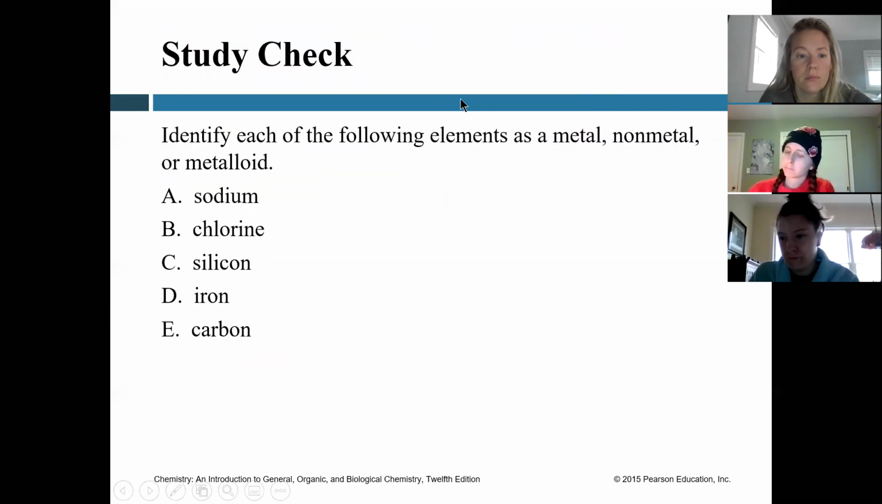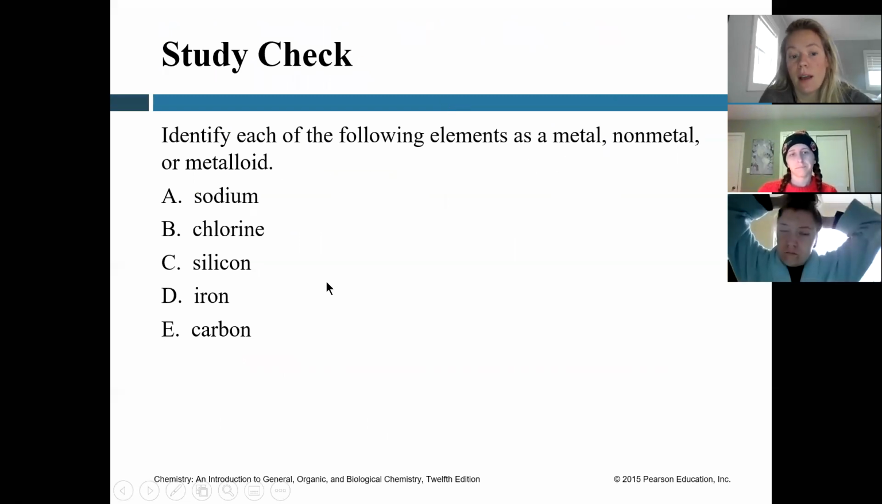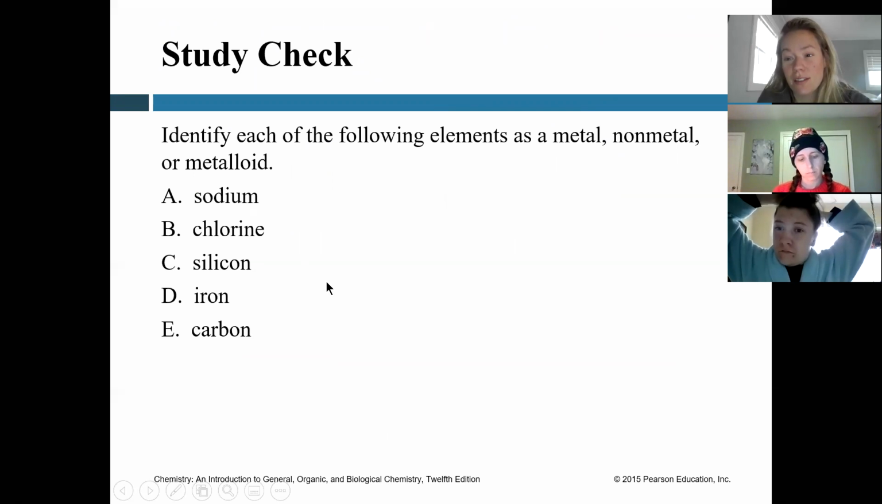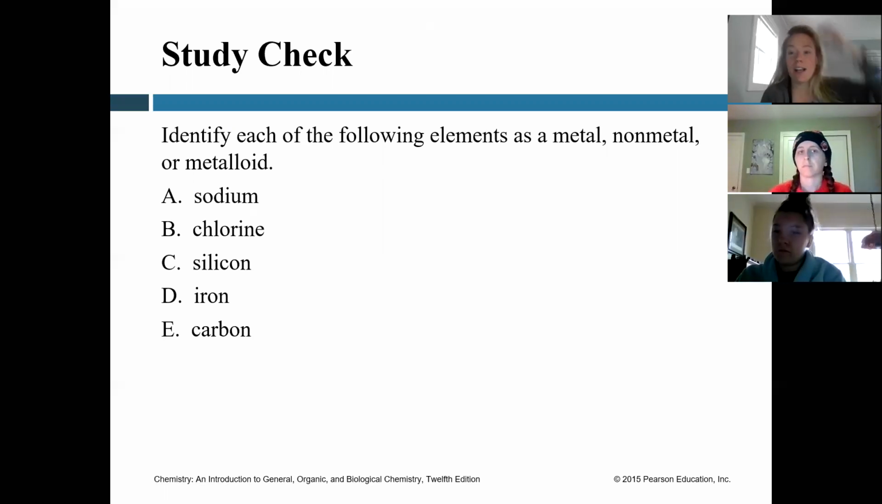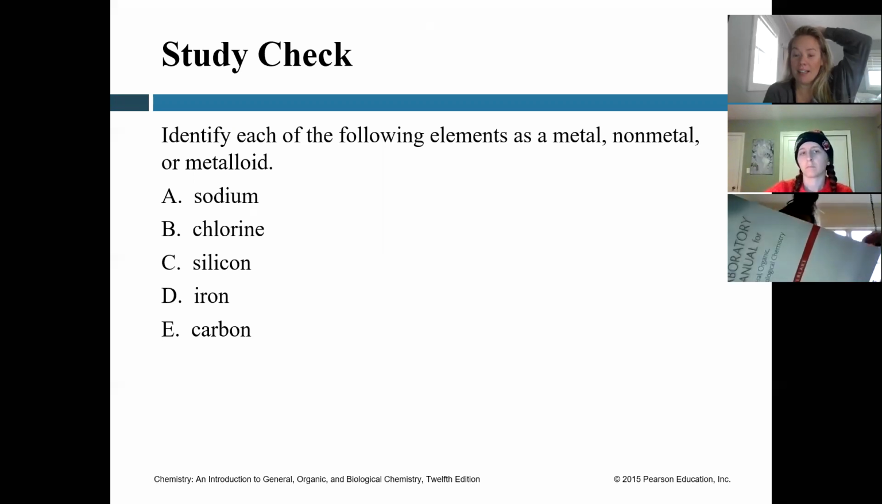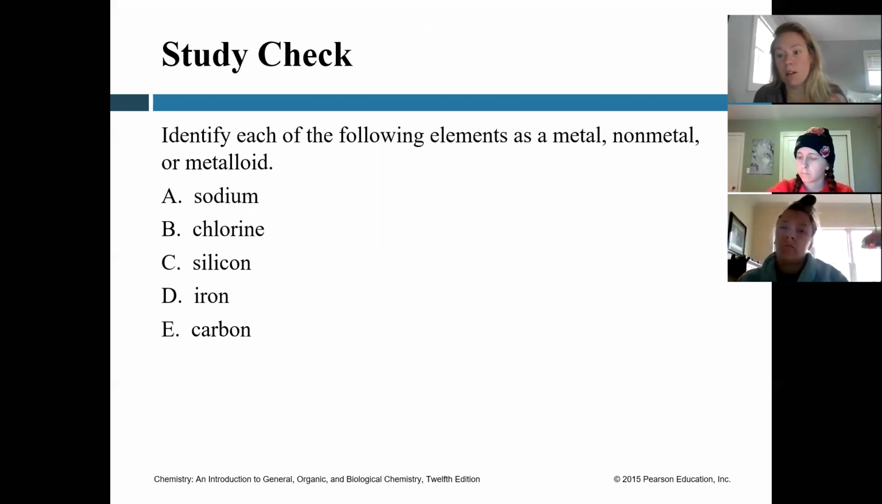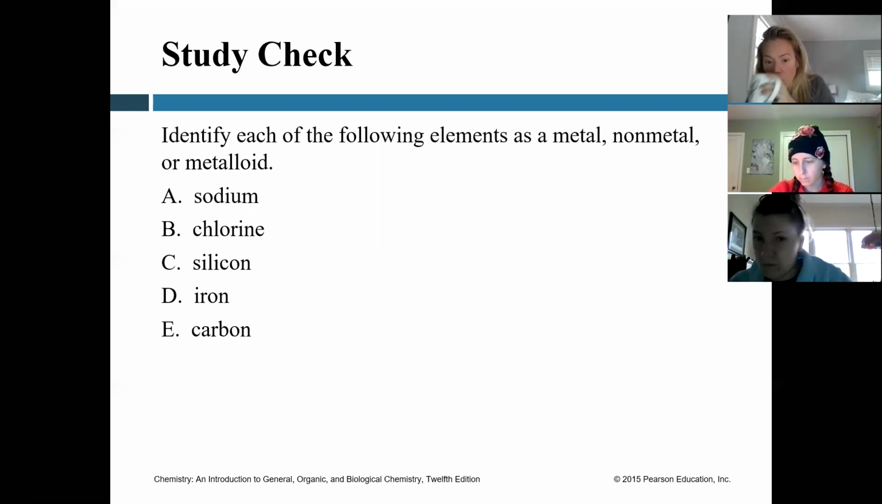All right, so identify the following elements as metal, non-metal, or metalloid. I want you to actually go through and do this. You don't have to write it down, but just real quick, go through and say that's a metal, that's a non-metal, whatever. Because this is so important for naming and writing compounds, if you can't identify something as simple as it being a metal or non-metal, it's going to give you trouble down the road. Just 30 seconds.